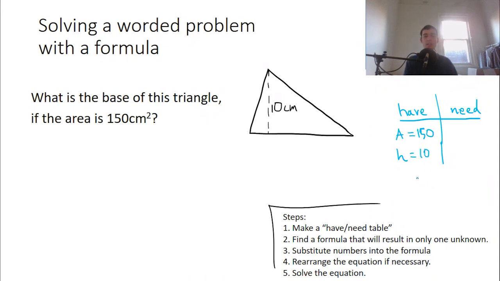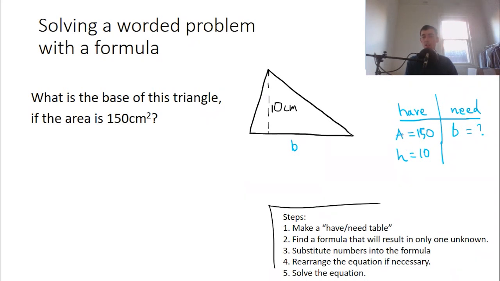Now, okay, what do we need? We need the base of the triangle, which is here. Let's call that B. And everything in the need column has a question mark because you don't know what it is yet. And that helps you, hopefully, to go into step number 2: find a formula that will result in only one unknown.